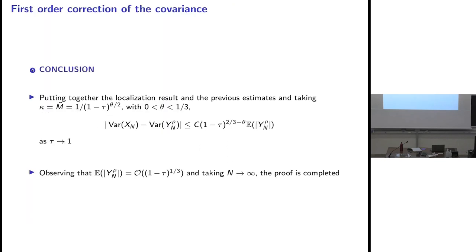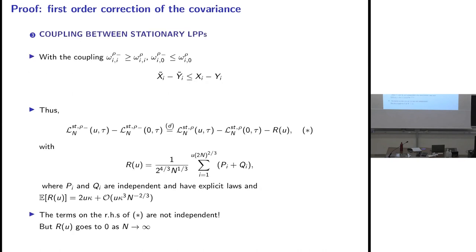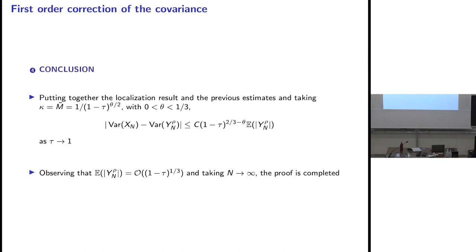The last step. Now we can estimate the tails of y rho minus with the tails of y rho. And we put all the estimates together: the error terms coming from the localization, the estimate on the tail of y rho minus, and the estimate on the probability of the complementary of omega crossing. And we obtain that if we choose kappa to be a function of 1 minus tau, so 1 over 1 minus tau to the theta over 2 for theta between 0 and 1 half, we can estimate the distance between the variances of xn and y rho n as 1 minus tau to the 2 over 3 minus theta times the expected values of the stationary increments.